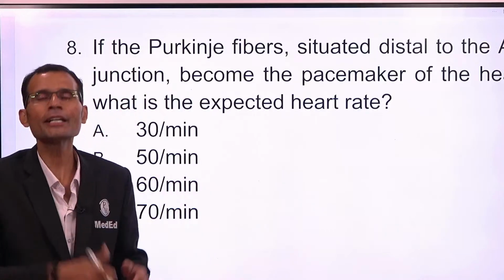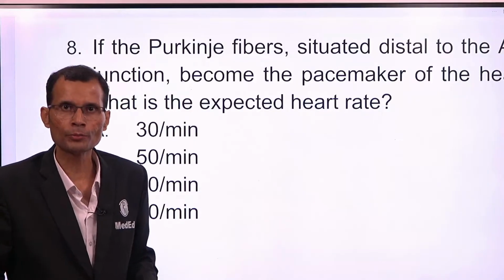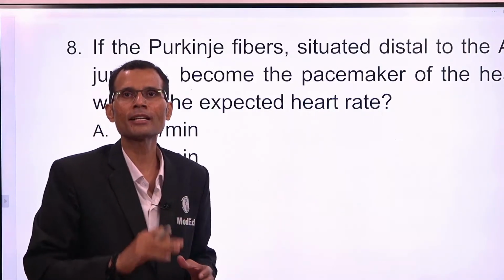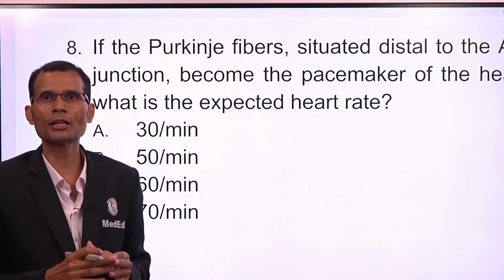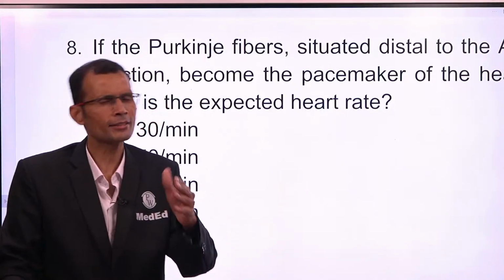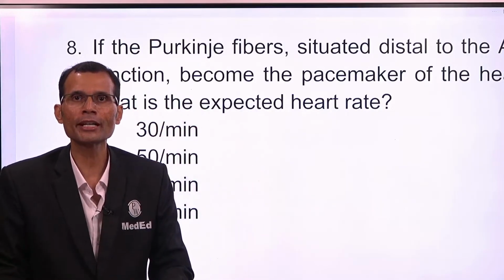Kitni? 80 to 100 is the intrinsic rhythmicity of the SA node. हालांकि heart rate 72 beats रहता है because vagus, parasympathetic nerve, slows down the SA node little bit, and therefore normally the heart rate is 72 beats per minute. That's okay. But if SA node fails, AV node takes over.